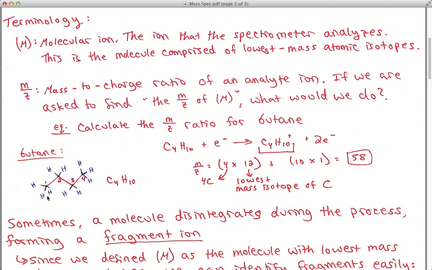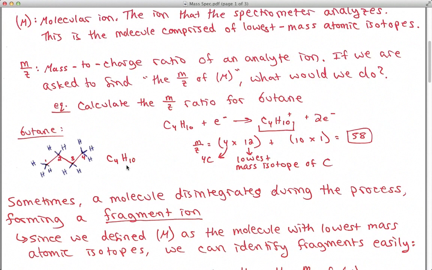Well, we have butane, a 4-carbon alkane. We draw the hydrogens in. The formula for butane is C4H10. Since we defined M as the version of butane with the lowest mass isotopes, we take the 4 carbons and multiply them by the lowest mass isotope for carbon, which is 12 AMU. We do the same thing with hydrogen, and the m/z ratio for M for butane is going to be 58.